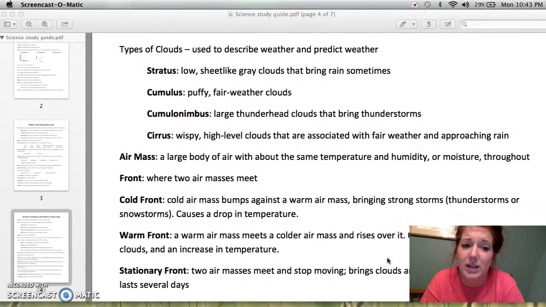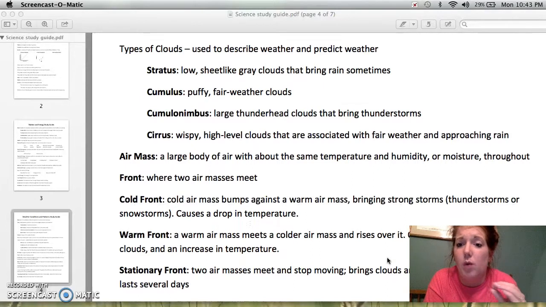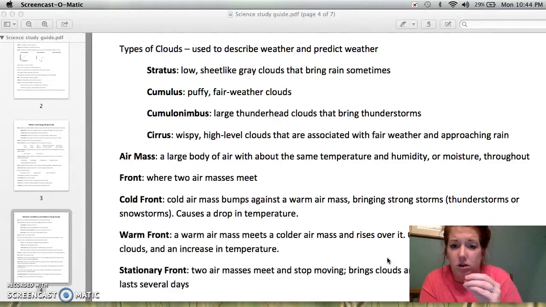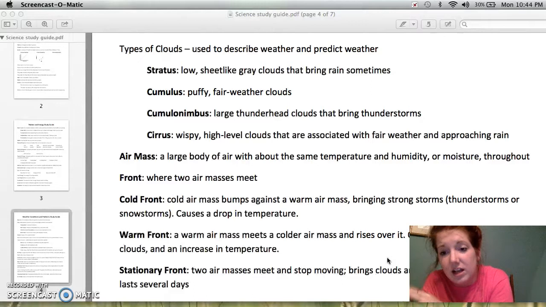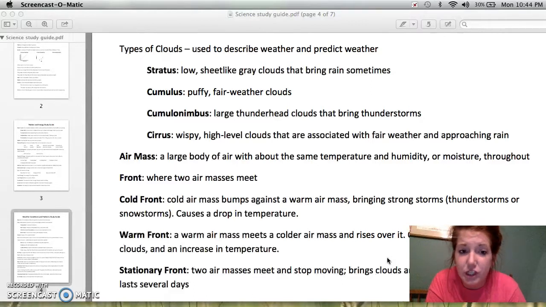A warm front is when warm air replaces cold air. When these meet, the warm air rises over the cold. It often brings rain. Stratus clouds cover the whole sky in that gray sheet, but there's an increase in temperature, so the air is warmer. That's why we associate it as a warm front.